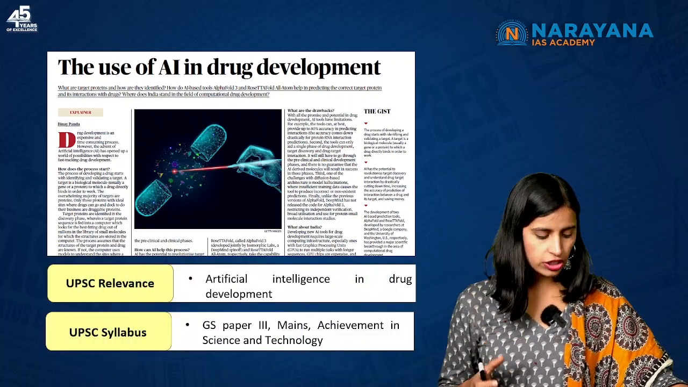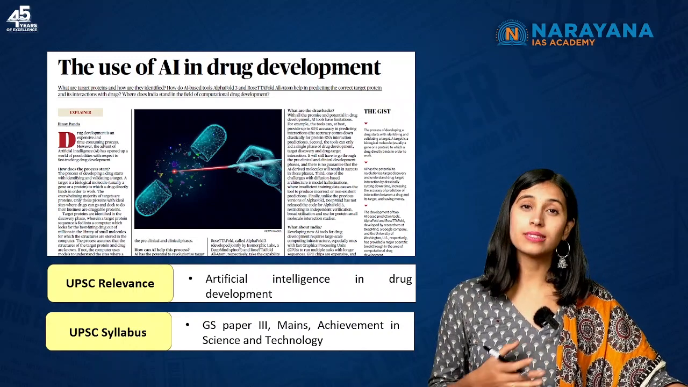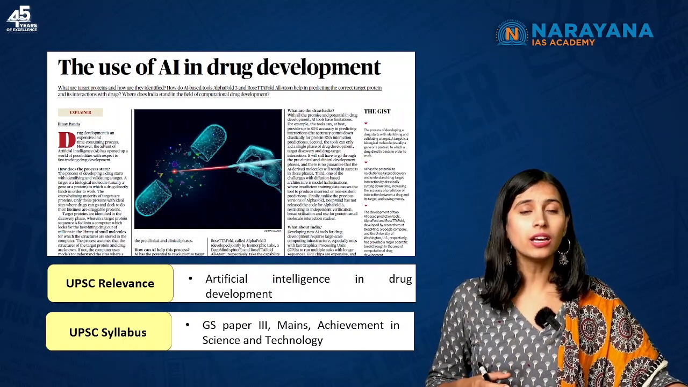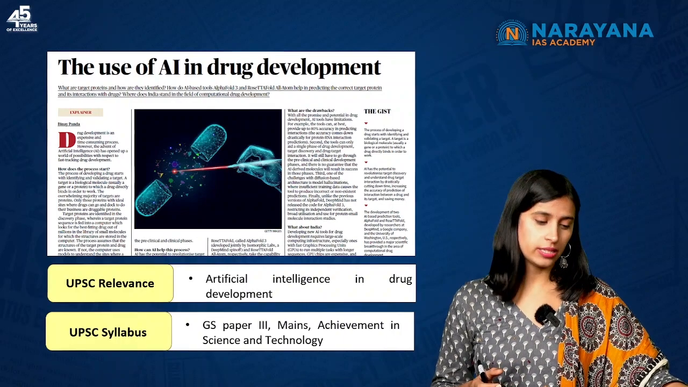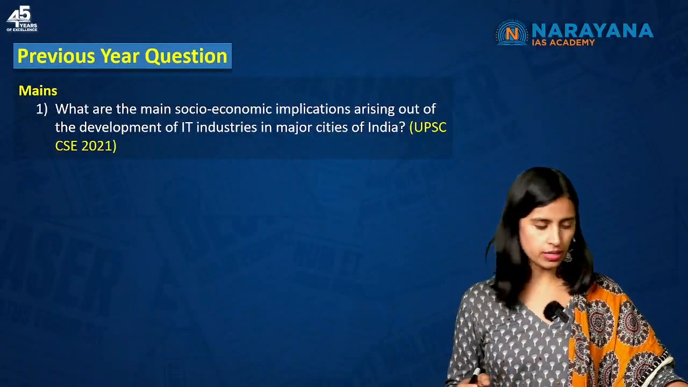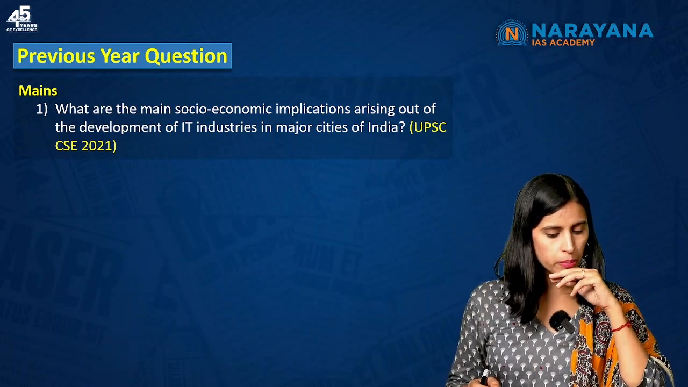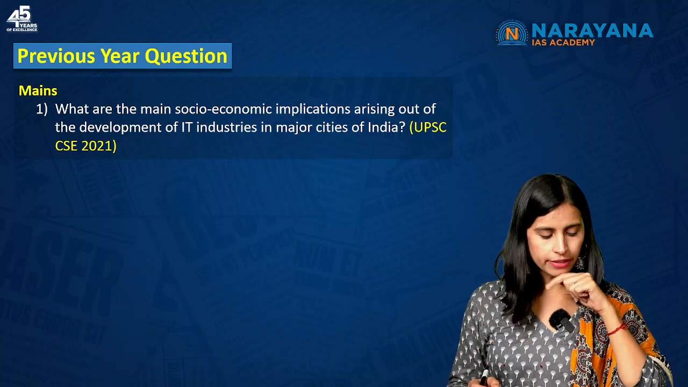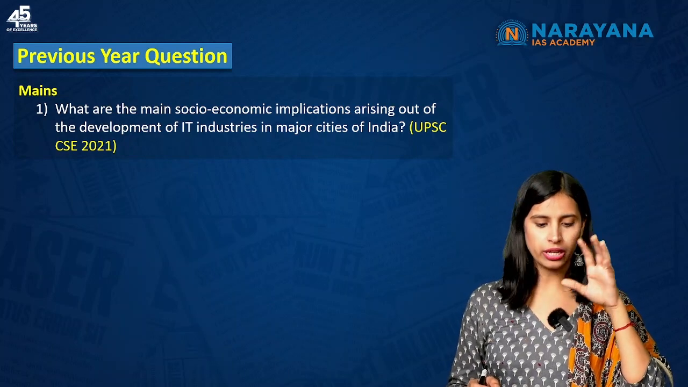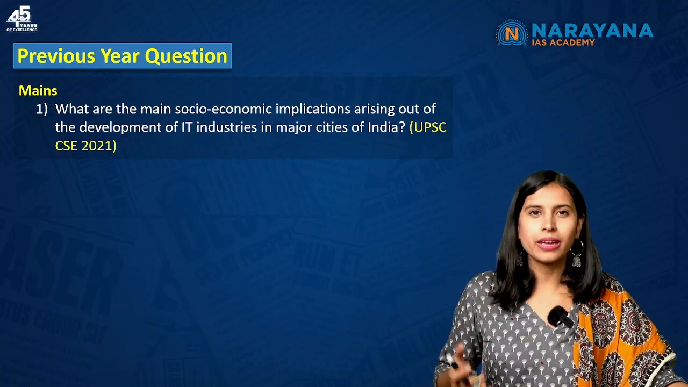Now, artificial intelligence is important from the GS paper 2 perspective, where achievement in science and technology, especially in India, is part of the UPSC syllabus. And even previously, such questions have been asked in UPSC. Like in 2021, UPSC asked what are the main socio-economic implications arising out of the development of IT industry in major cities of India. So this question is relevant to IT and how it is impacting Indian society.